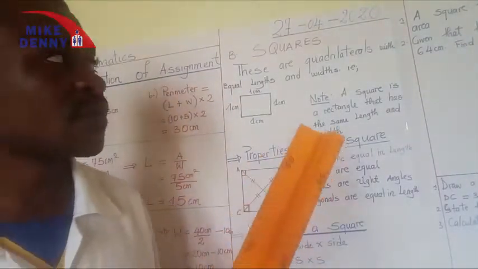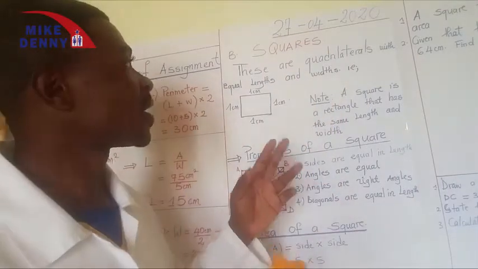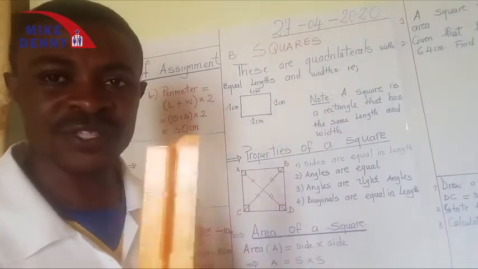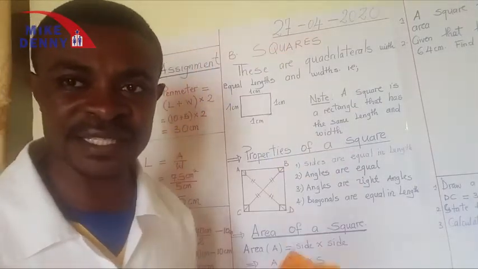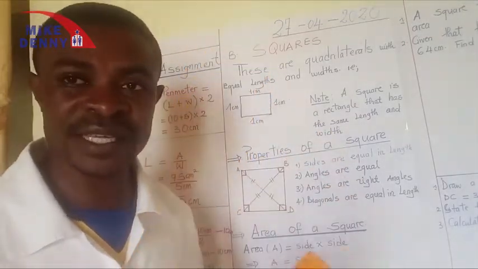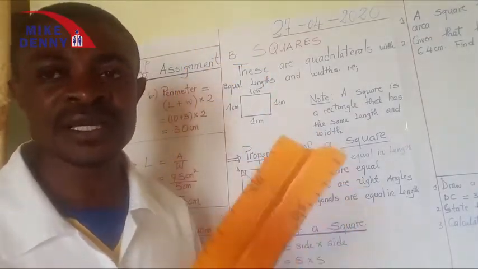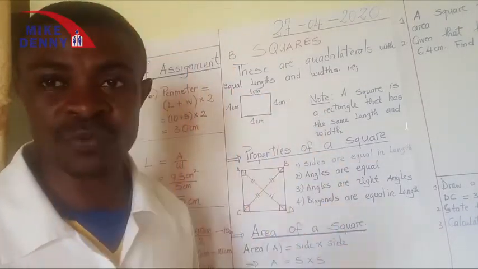Now, the lesson for the day is squares. Recall in the last class we were talking about rectangles. Now I want to look at squares. What is a square? A square is simply a quadrilateral that has equal sides. It has 4 sides, but all the sides are the same. So any quadrilateral that has 4 sides and is equal in dimension is called a square. When I say equal in dimension, it means the length is the same as the width.